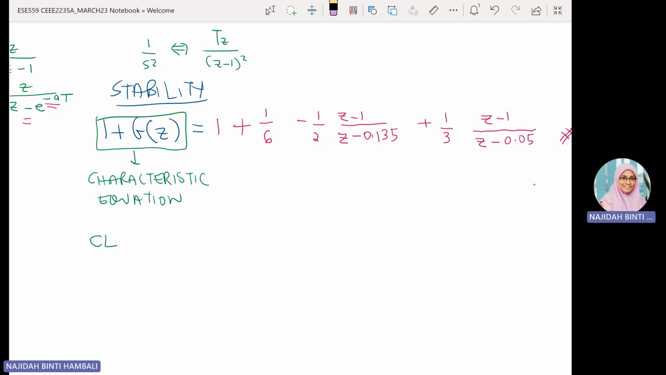Okay, kalau soalan nak close loop transfer function, you kena pakai GZ over 1 plus GZ. So depends lah soalan nak apa. Soalan nak stability, guna characteristic function. Kalau soalan nak determine the close loop transfer function, kena guna G over 1 plus G. Okay, kalau minta stability, you tak payah determine closed loop transfer function. Buat 1 plus GZ sahaja.